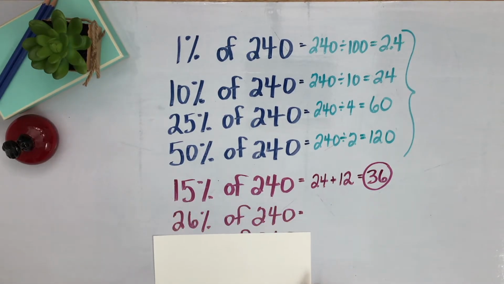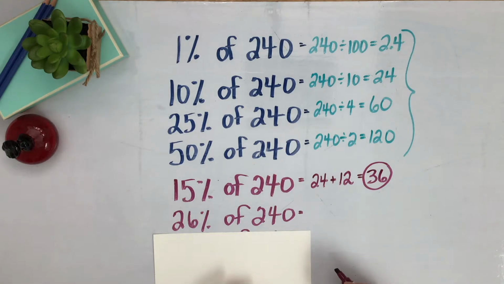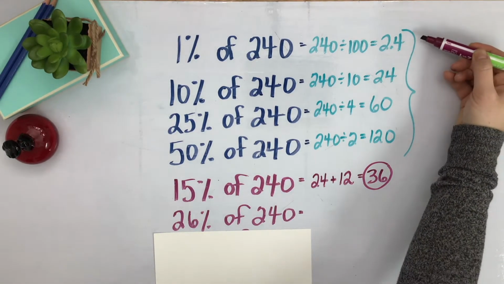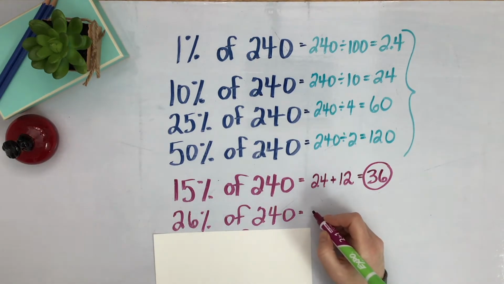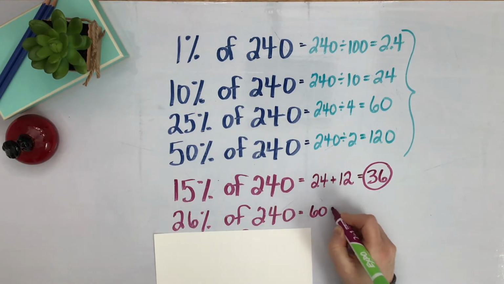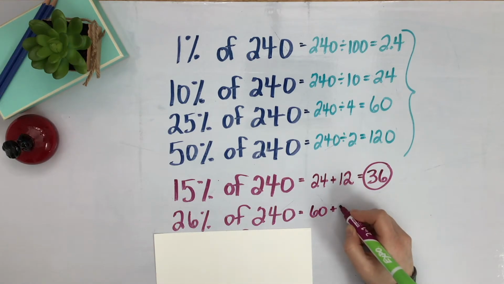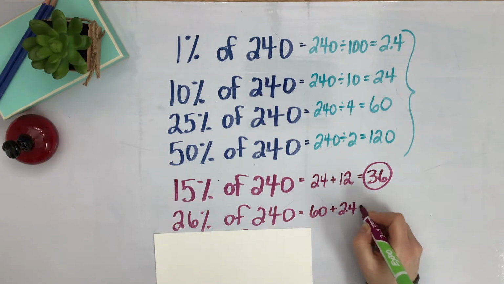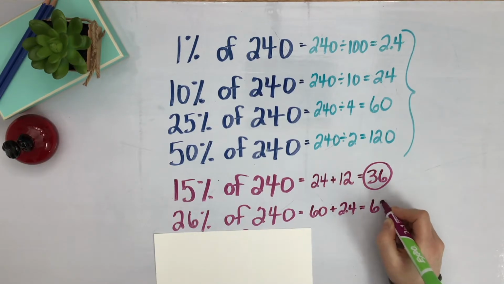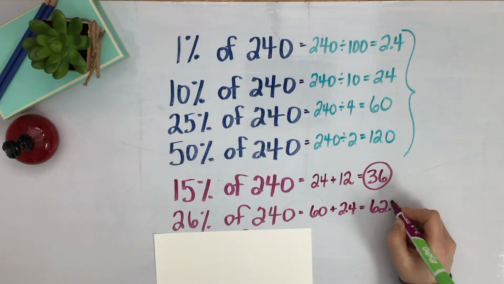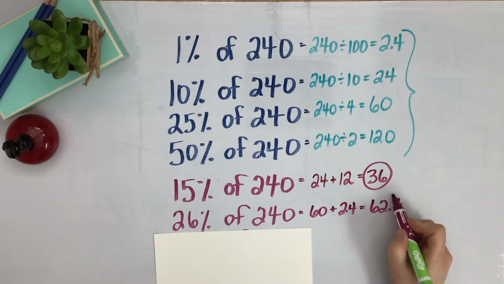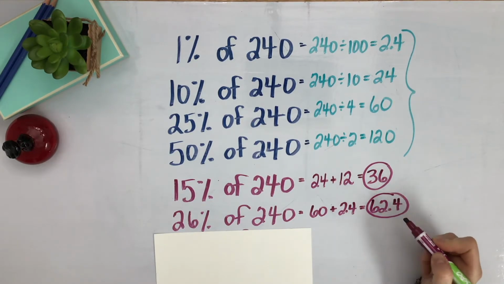Let's make 26%. I could make 26 by combining 25% and 1%. 25% is 60, and 2.4 is the 1% of 240. Put those together, and it's 62 4/10. That is 26% of 240.